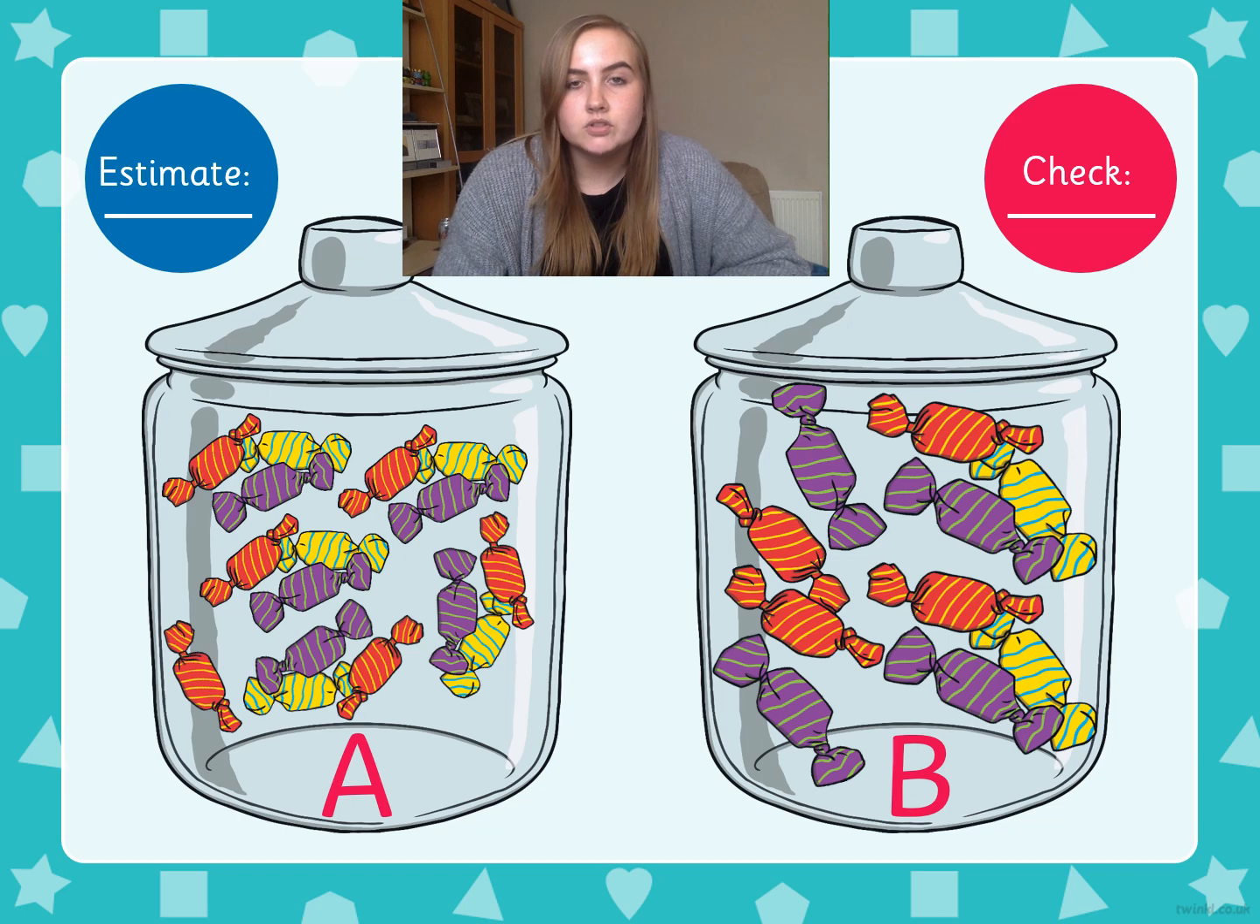Now I would like you to try and do this by yourself. So I would like you to compare both jars and estimate which one has more in it, jar A or jar B. Remember, you do not count how many sweets are in each jar, you just look at the picture and simply estimate which one you think has most. So do you think jar A has the most or jar B?